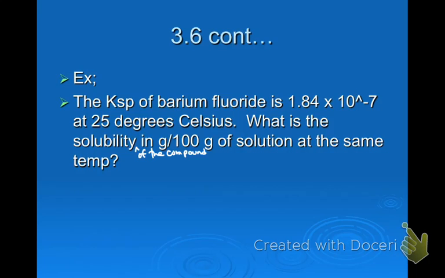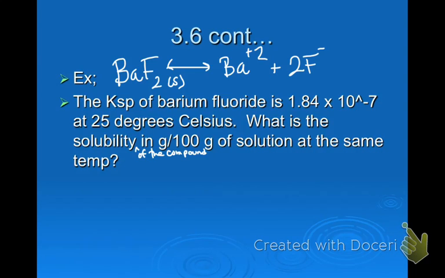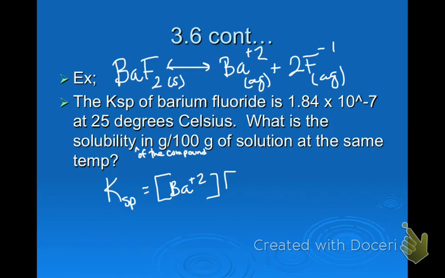First step is to set up your Ksp. We do that from your dissociation equation. So we have BaF2, which is going to dissociate into Ba plus 2 and 2 F minus 1s, and those will both be aqueous. So our Ksp, step 1, is going to be equal to the concentration of Ba plus 2 times the concentration of fluoride squared, and we know that that is equal to 1.84 times 10 to the negative 7th.